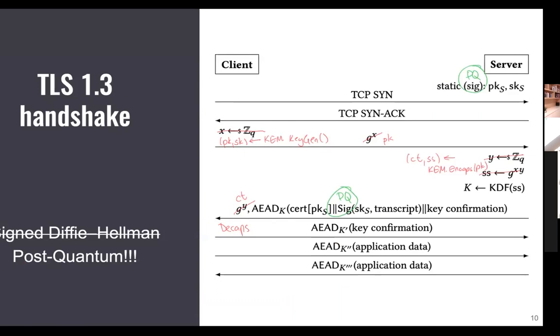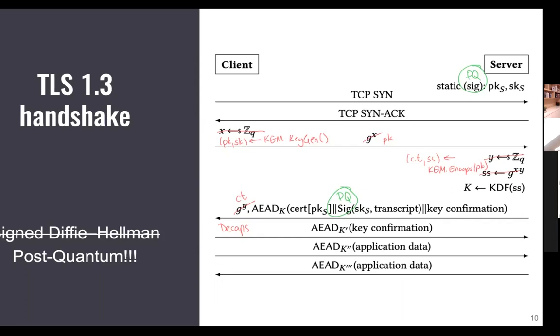So as you can see, I've scribbled on this diagram here. We could replace the Diffie-Hellman key exchange with a KEM. We could replace the traditional signature scheme with a post-quantum signature scheme. And then we'd be done. And that's the end of my talk. Thank you, everyone, for coming.